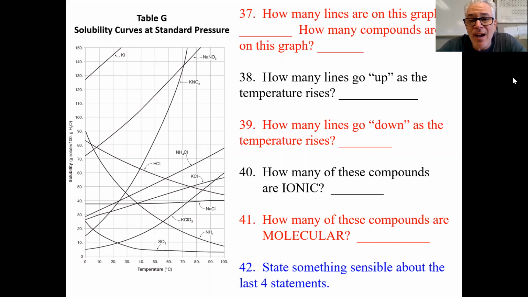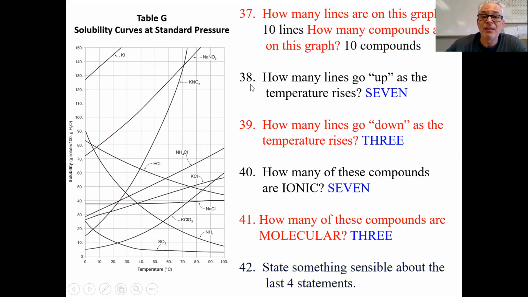Okay, now. Look at these compounds. This is a hard one, number 40 and 41. How many of these compounds are ionic compounds made with ions, and how many are molecular? Tricky business. 7 go up, 3 go down. 7 are ionic, 3 are molecular. The 7 that are ionic, more stuff fits into 100 mLs of water when it's hotter than when it's colder. So the 7 that go up are all ionic, and the 3 that get lower are all molecular.